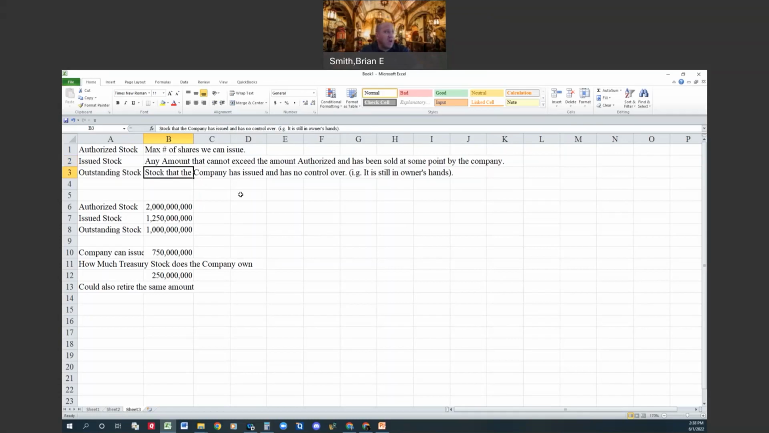And then the outstanding stock is stock that the company has issued and has no control over. In other words, it's not in the company's hands. It's still in some owner's hands, whoever has purchased those stocks.